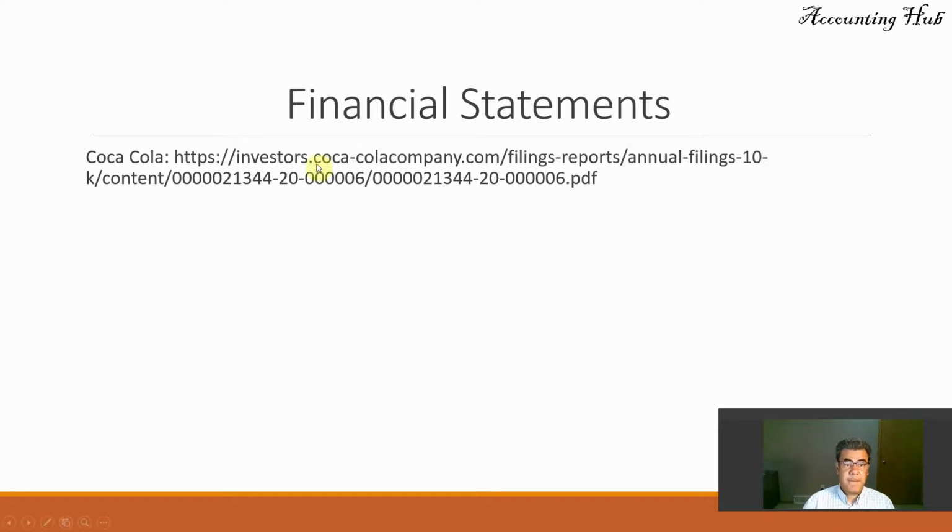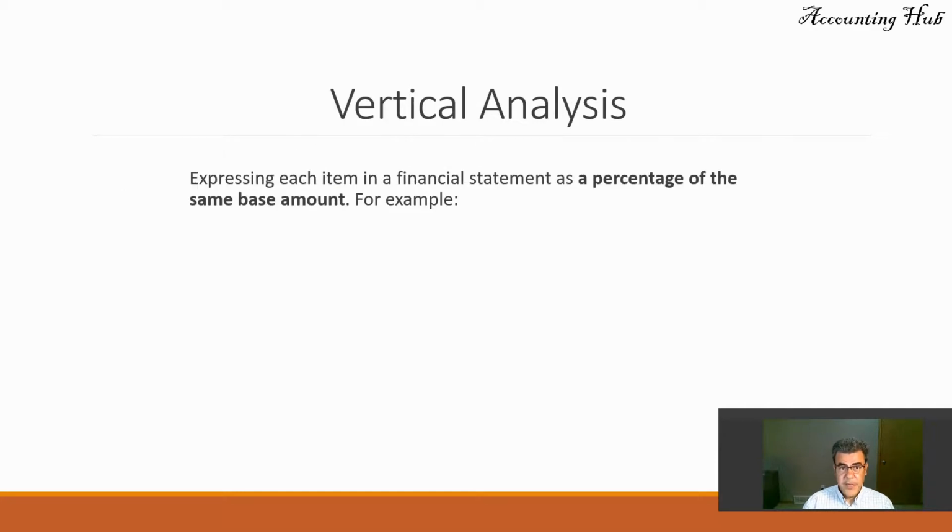Okay, this is a PDF file, but if you Google it, you can find the Coca-Cola financial statements also in an Excel format. So we are not working with any classified information, and we will be working with a real life company. So first of all, vertical analysis: expressing each item in a financial statement as a percentage of the same base amount. For example, income statement items expressed as a percentage of sales.